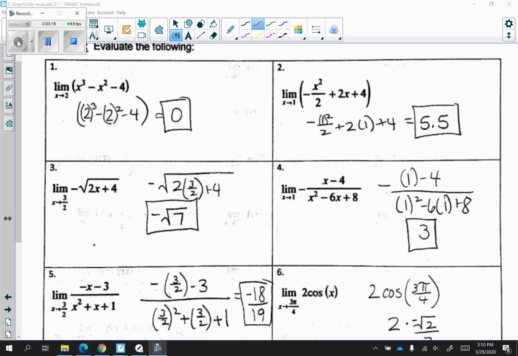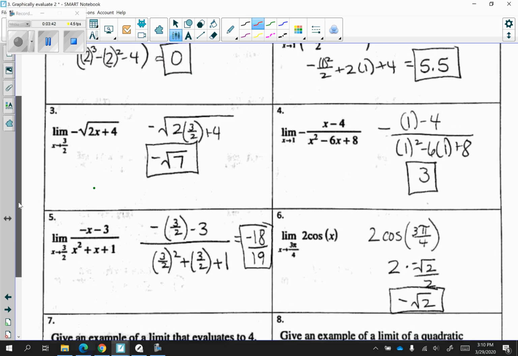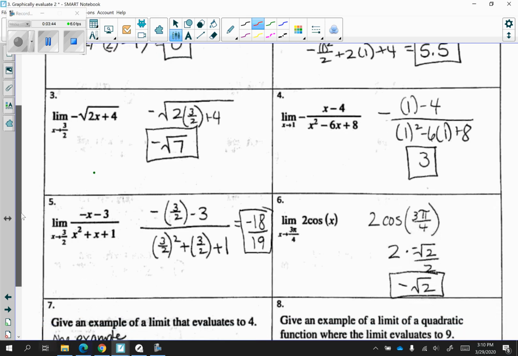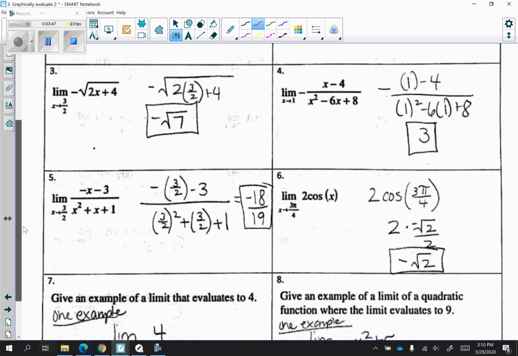Here are the answers. For number 1, we substitute 2 in for x, and the limit is 0. For number 2, we substitute 1 in for x, and the limit is 5.5. For number 3, we substitute 3/2 in for x. The limit is negative radical 7. Number 4, we substitute 1 in for x. The limit is 3. Number 5, substitute 3/2 in for x is equal to -18/19. Number 6, substitute 3 pi over 4 in for x, and you get negative radical 2.